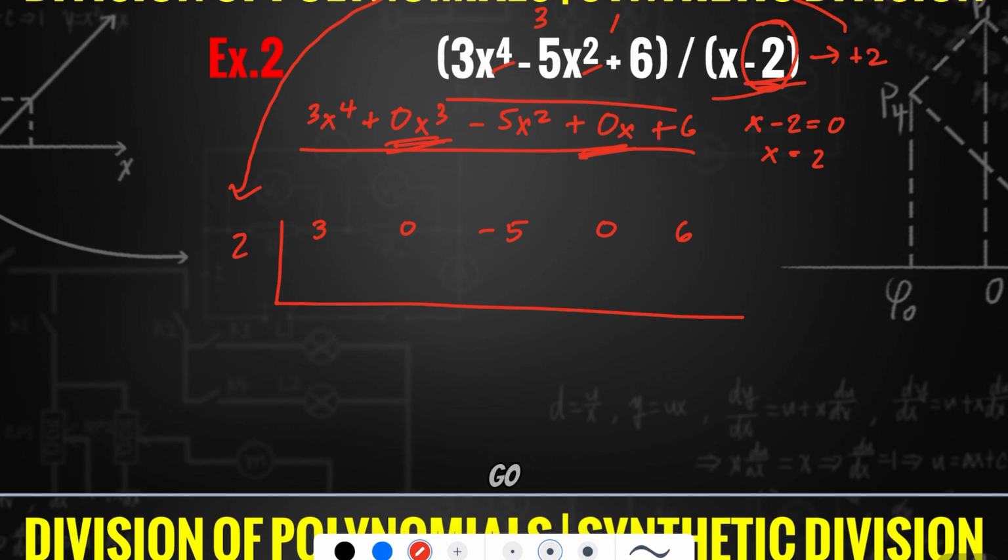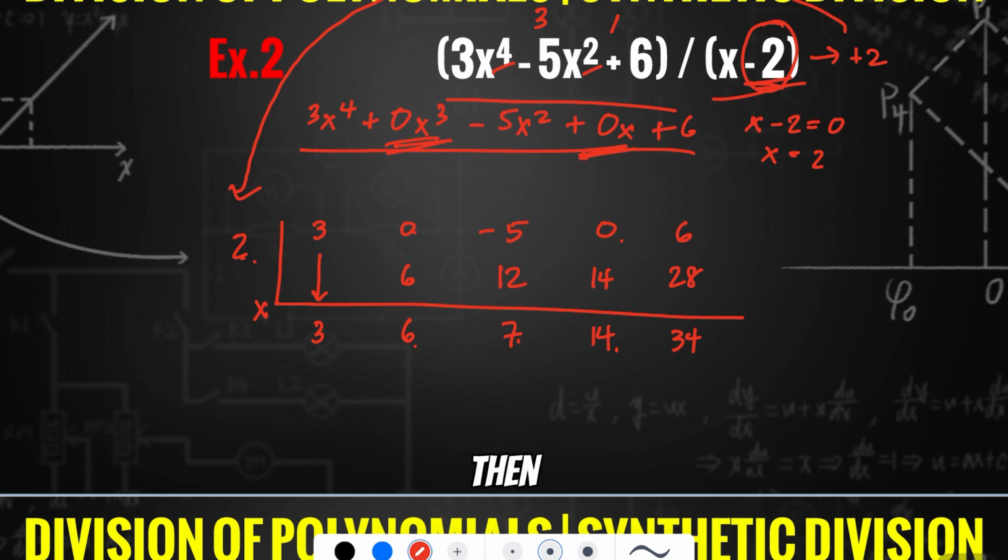Alright, let's go. So bring down 3. 2 times 3, 6. Okay? 6 plus 0, 6. 6 times 2, 12. Plus negative 5, 7. 7 times 2, 14. Plus 0, 14. 14 times 2, 28. Plus 6, 34.